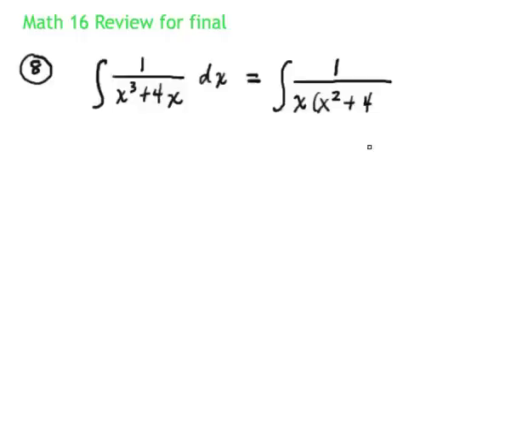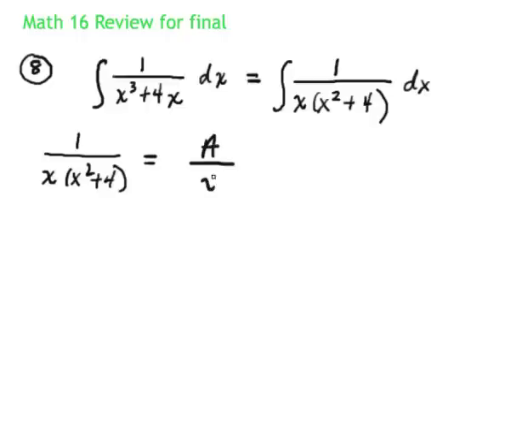Okay, that's x times x squared plus 4. All right, now let's write this as the sum of two fractions. We have a over x, and x squared plus 4 is quadratic, so we put bx plus c on top of x squared plus 4.